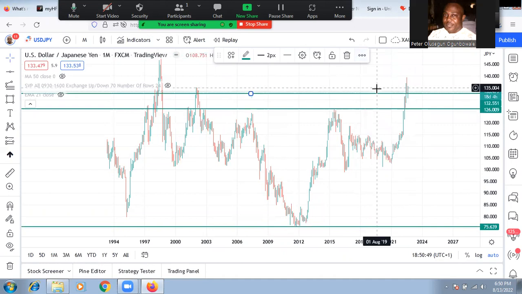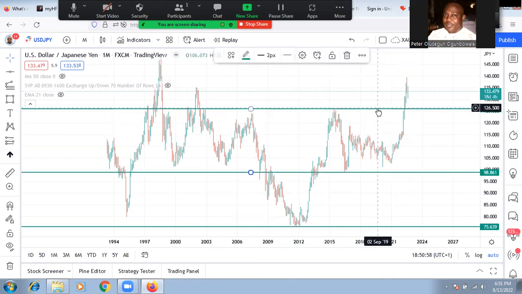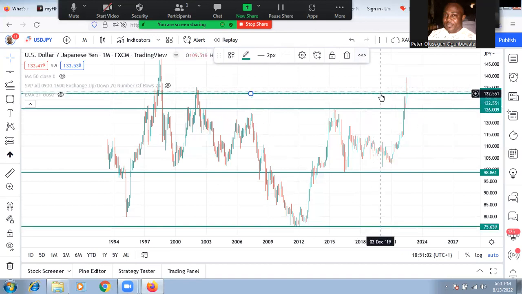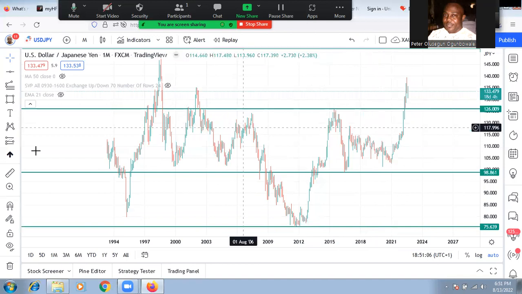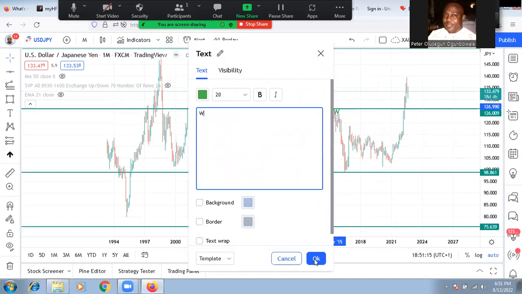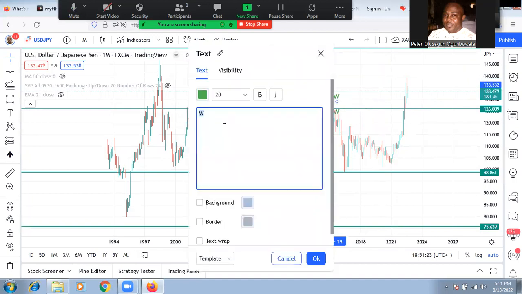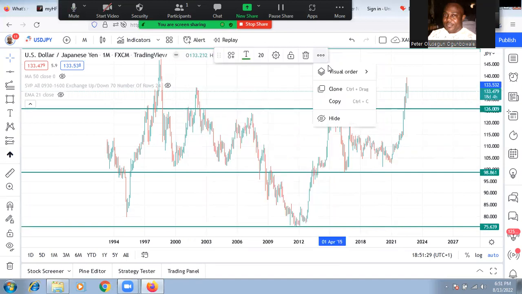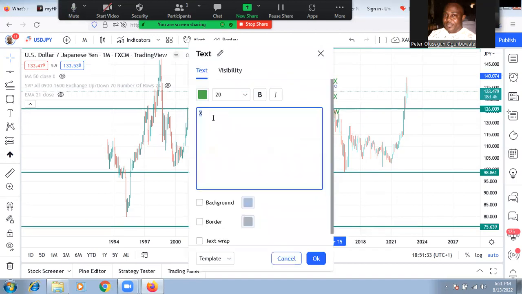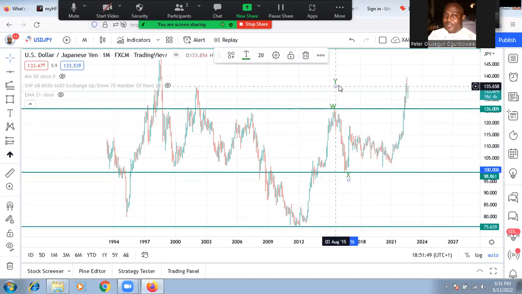So this is a WXY structure. A W, an X, and a Y structure. That's what we have.